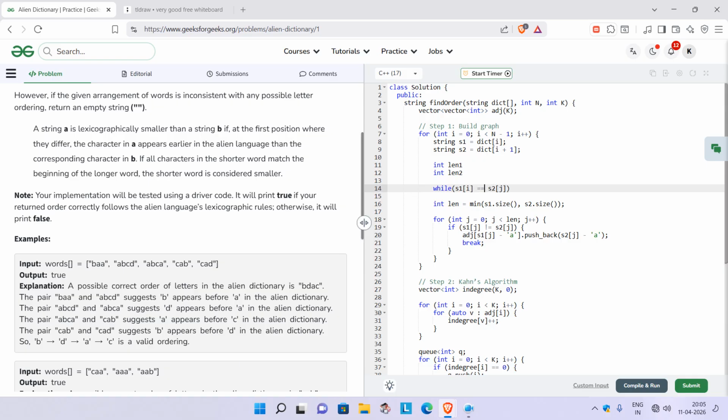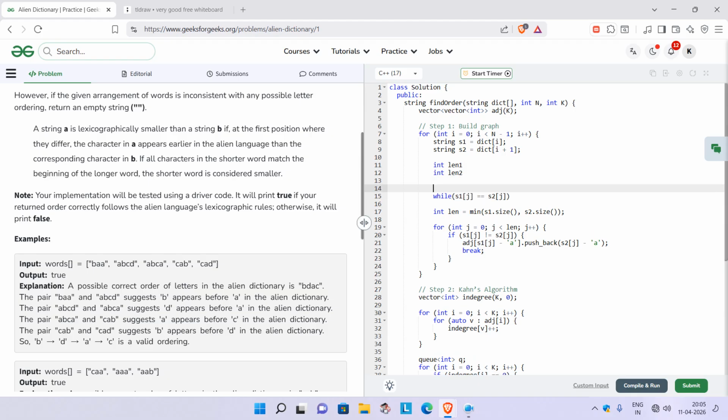Okay, sorry, I read the wrong thing here. So this is nothing but j, and j is equal to 0. So if this continues, because we have to find the first mismatch, until then we simply update j plus plus here.